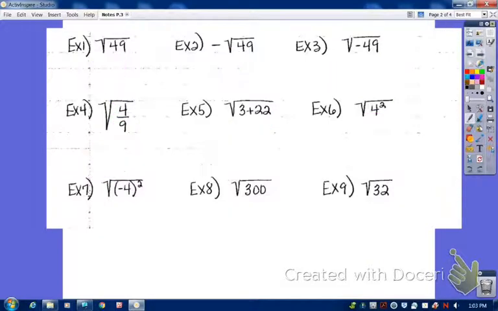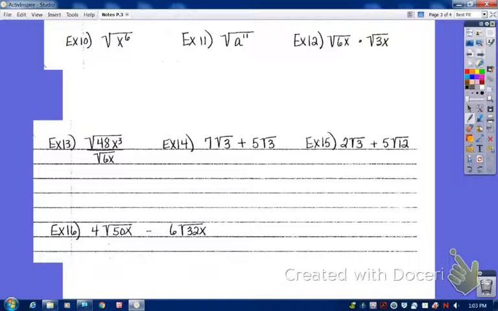All right, let's look at the next example. I've got to flip over just a second.